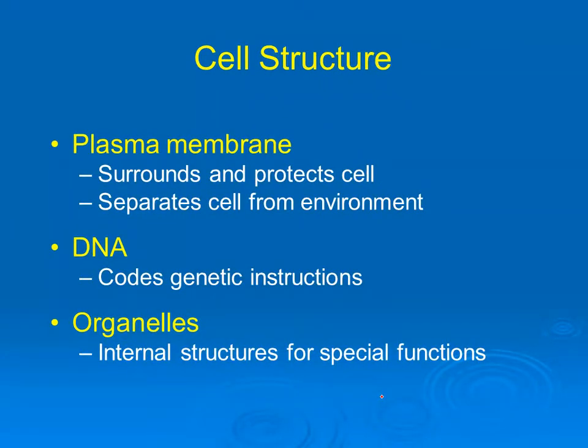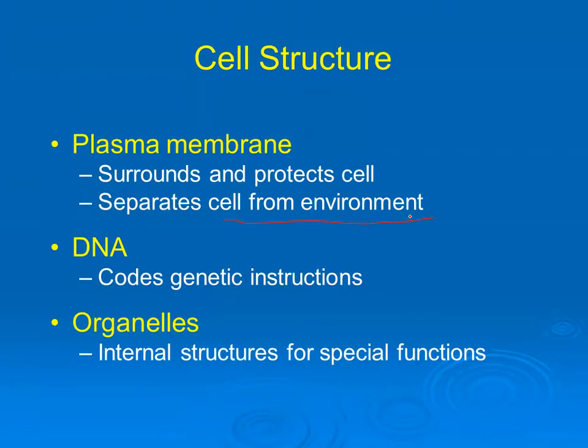We'll look at cell structure. This slide just shows a few things about the cell. And again, we'll have another chapter that goes into much more detail about the cell, what's on the inside. So, for example, a plasma membrane. This is an outer protective layer of the cell. It surrounds the cell and protects the cell. And it also, very importantly, separates the cell from the external environment.